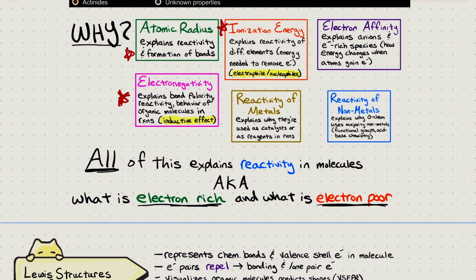Essentially, this explains in OChem what is electron rich and what is electron poor. You'll be hearing that a lot in Organic Chemistry 1. And what that means is, what is a molecule who has a lot of electrons, so a lot of lone pairs, or those who do not have a lot of lone pairs or electrons.